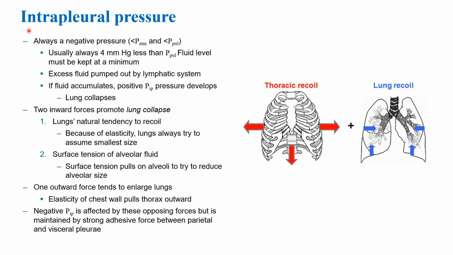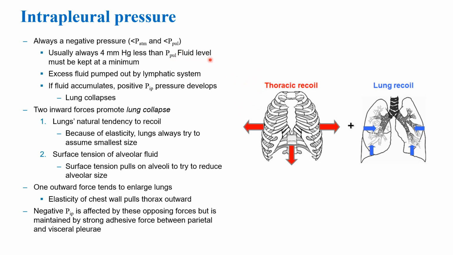So let's learn a few more points about the intrapleural pressure. Intrapleural pressure is always a negative pressure, because if it becomes positive, the lungs are going to collapse. So it means it is lesser than the atmospheric pressure, and it is lesser than the intrapulmonary pressure, and usually it is 4 millimeters less than the intrapulmonary pressure. And then we know that in the pleural space, it is a pressure in the pleural space.